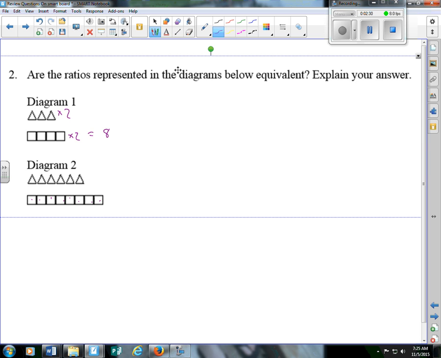Okay, I'm not going to write out the explanation, but you should say that they are equivalent ratios because there are exactly twice as many in diagram 2 as there are in diagram 1. And if you want to phrase it your own way, go ahead.